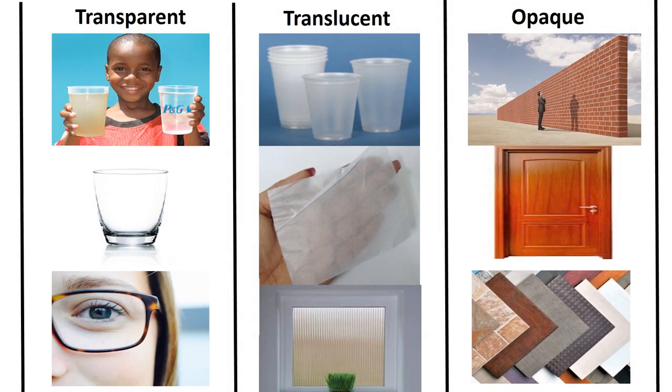Let's quickly have a look at the examples of different objects. Clean water, glass, and lenses are the examples of transparent objects. Plastic glass, butter paper, and hazy window panes are the examples of translucent objects. And finally, wall, wood, and tiles are the examples of opaque objects.